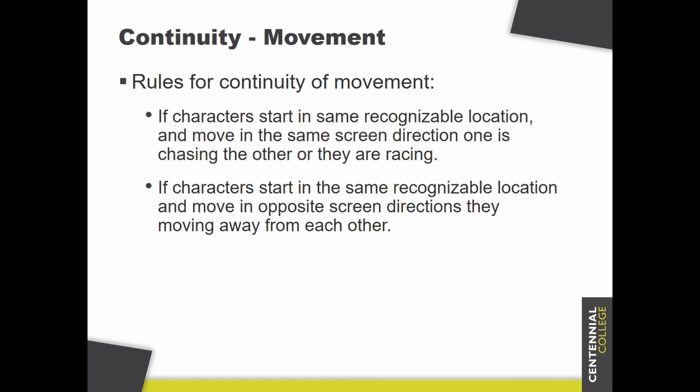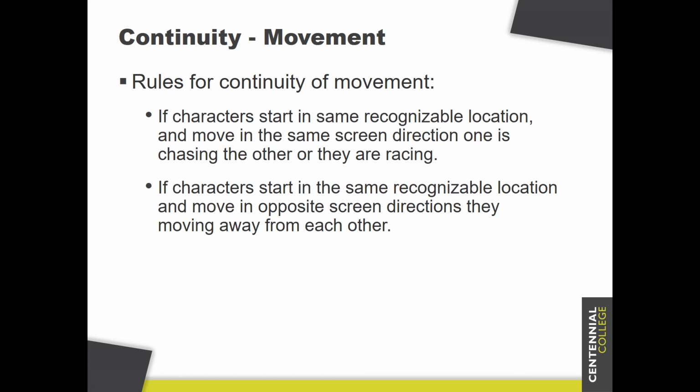The second set of conventions: if characters start in the same recognizable locations and move in the same direction, one is chasing the other or they are racing. When I say chasing, it could mean following. It doesn't necessarily mean that they're trying to catch someone. It just means that they're following along in the same footsteps, right? If we see the same recognizable locations in two different shots and the characters are traveling in the same direction, then we assume those people are following each other.